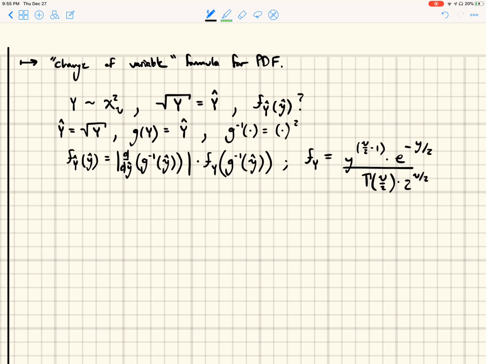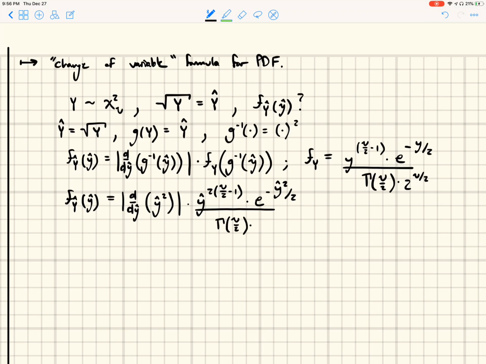how do you undo a square root? Well, you square it, and we can evaluate this probability density function as the derivative of y hat squared times the density at y hat squared over 2, and this constant stays. So that's the answer, and we're just going to simplify this.